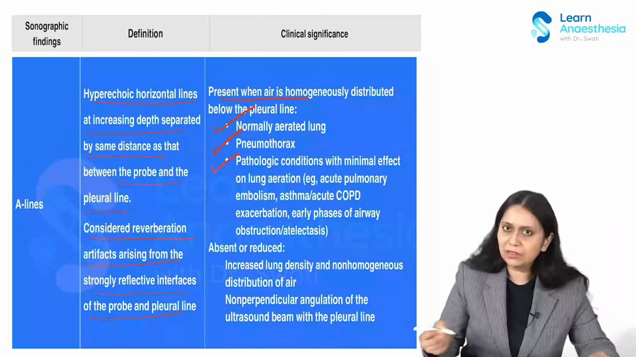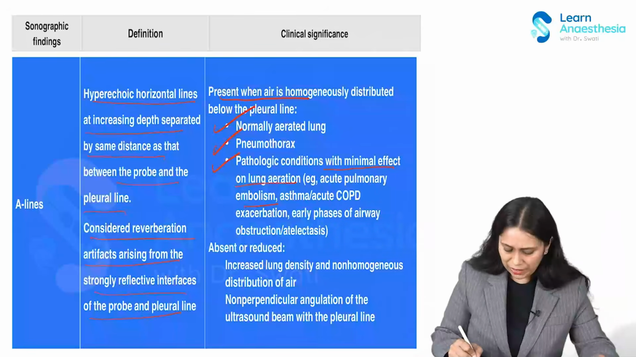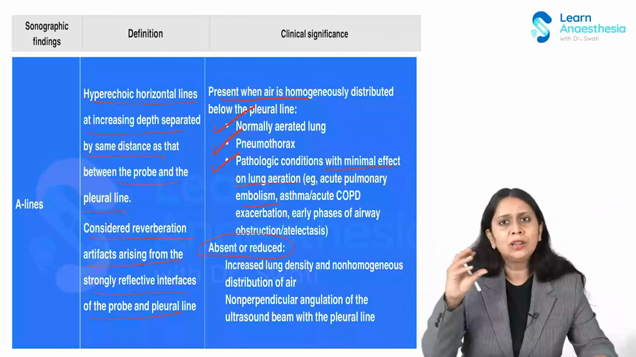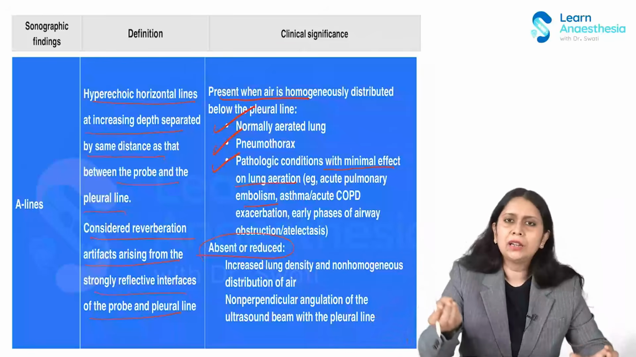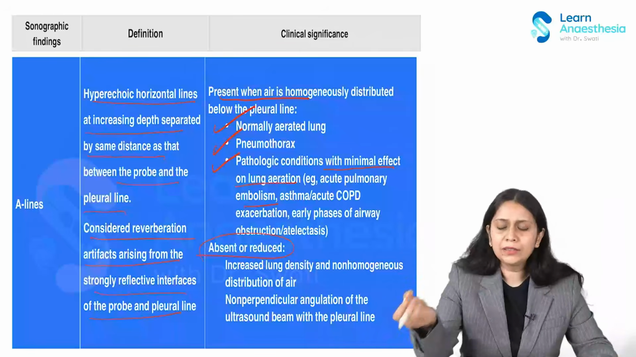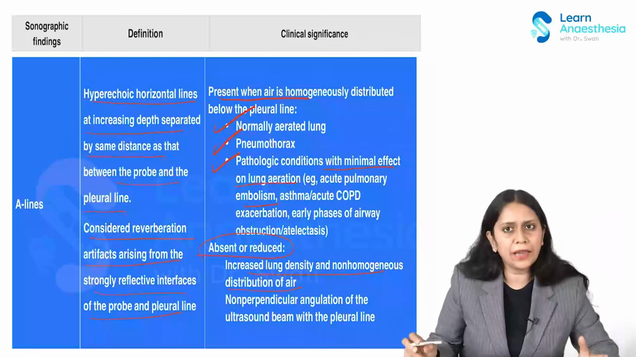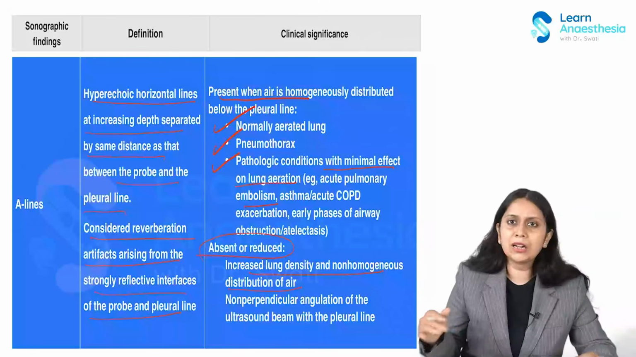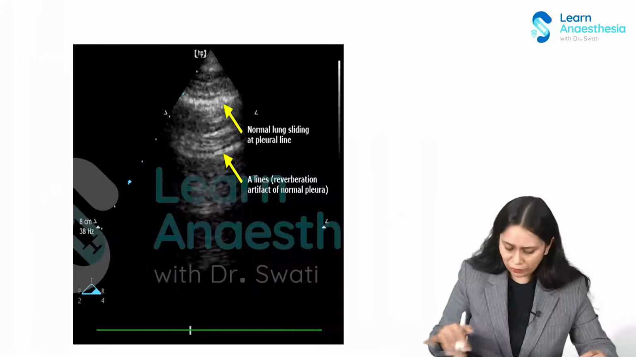In pathological conditions with minimal effect on lung aeration, like embolism, the A line will be present. It will be absent or reduced if the density of the lung is increased or fluid has accumulated in the lung, as in consolidation or edema. So increased lung density, or abnormal distribution of air, any ventilation defect, would remove the A line. It will be absent.